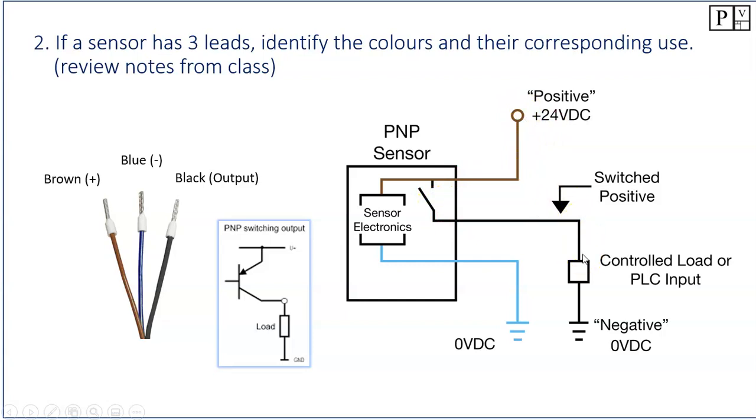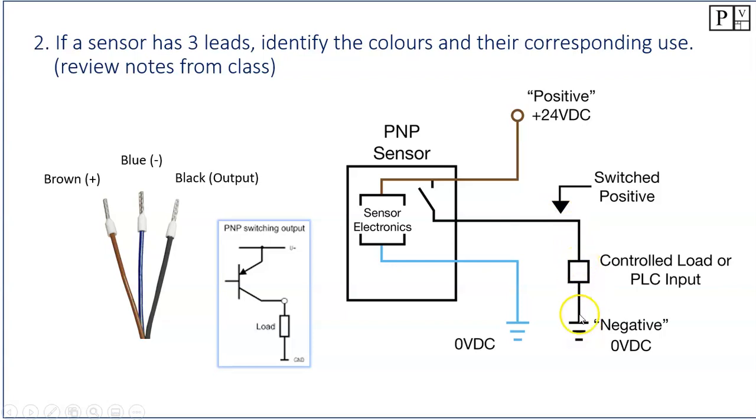There are a number of little tricks here that we can figure out. This arrow right here is pointing in. So when you look at a PNP, the arrow is pointing in. It's a PNP. The first letter in PNP tells you exactly the polarity that it is switching. So it is switching the positive, P for positive, right? That positive is coming into the transistor, switching the positive and providing that positive current to the PLC.